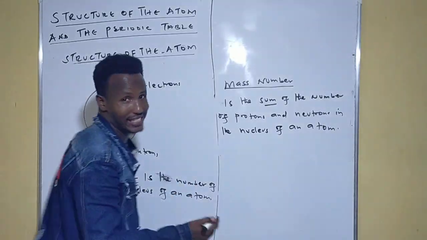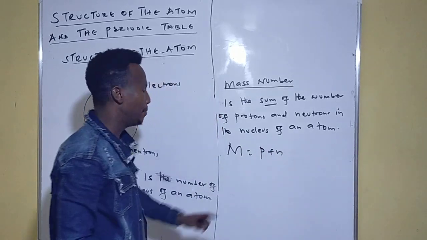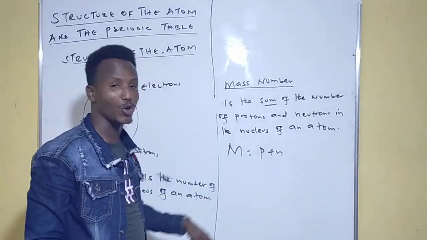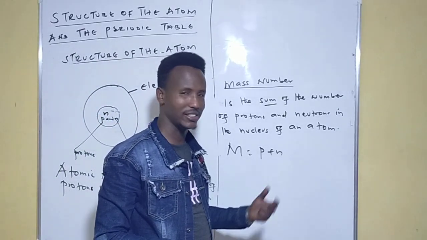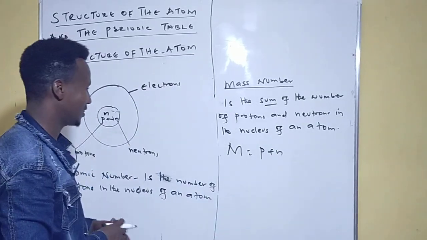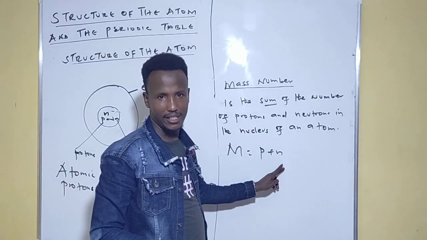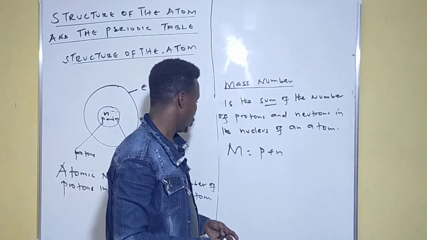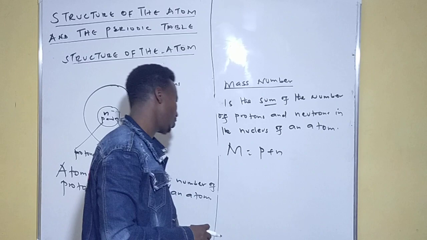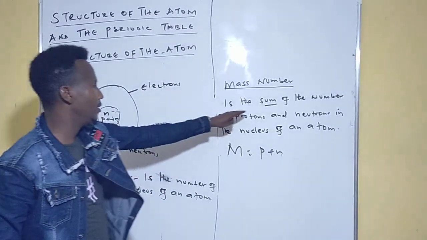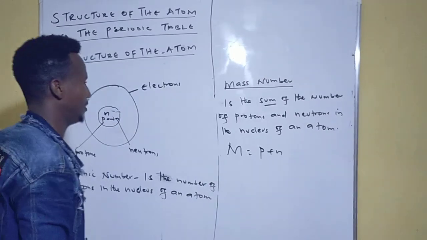So we can say mathematically, mass number M is equal to P plus N. Mass is equal to protons plus neutrons, which you're going to use ahead of us. Chemistry is very easy, my brothers and sisters. It's a matter of understanding. Chemistry is also related to mathematics, and we are going to see several calculations here, but don't forget that mass is equal to protons plus neutrons. Very easy, by the way.